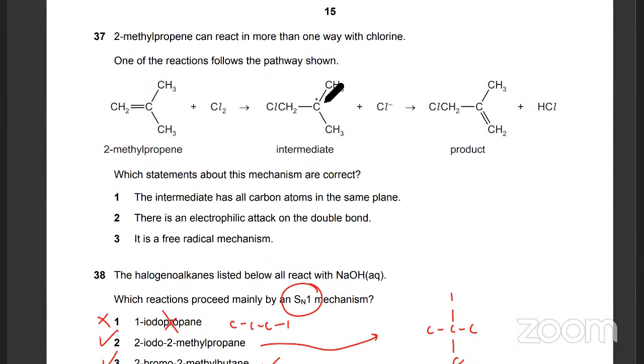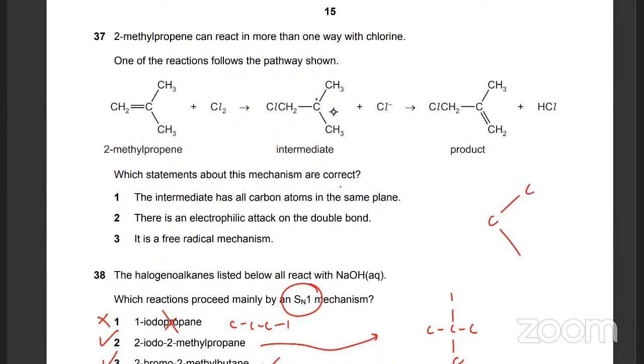So next one, you've got this reaction. 2-methyl propene can react in more than one way with chlorine. One of the reactions follows the pathway shown. Which statement about this mechanism is correct? The intermediate has all carbon atoms in the same plane. Is that correct? Are all carbon atoms in the same plane? And remember, we're focused on the carbon atoms.